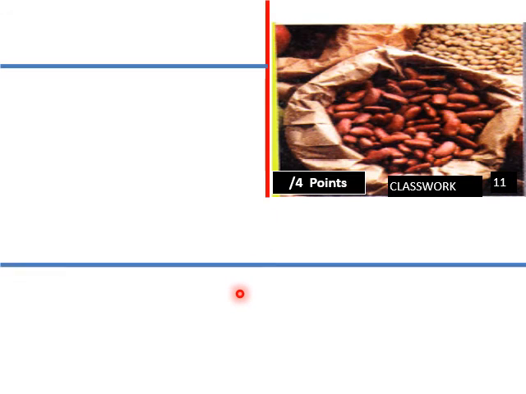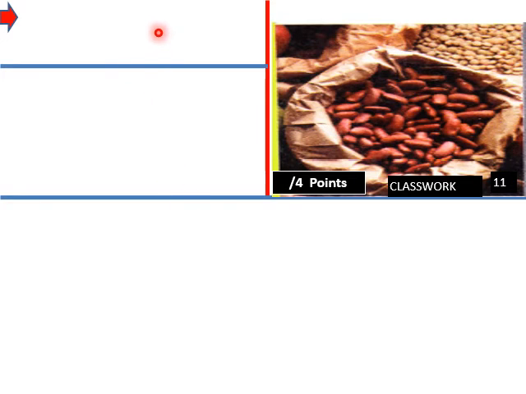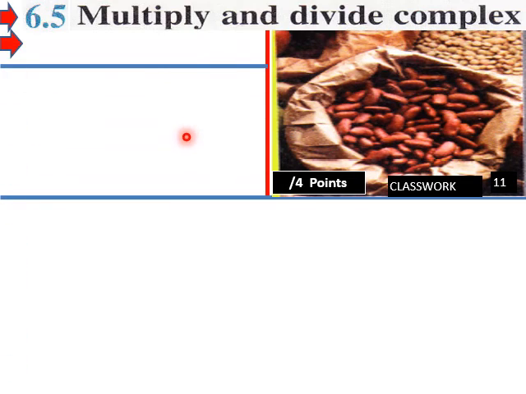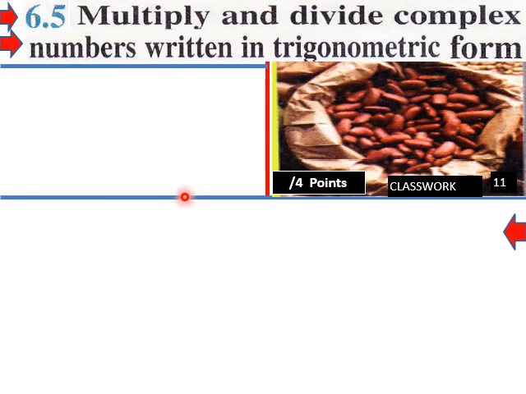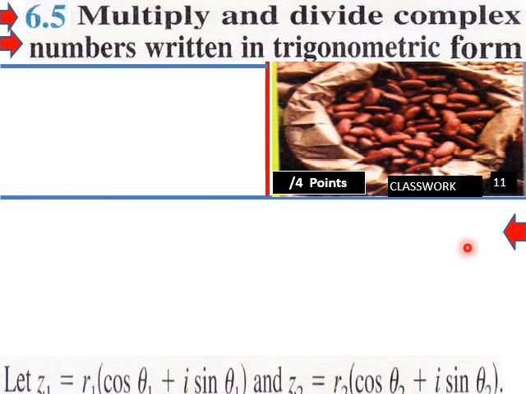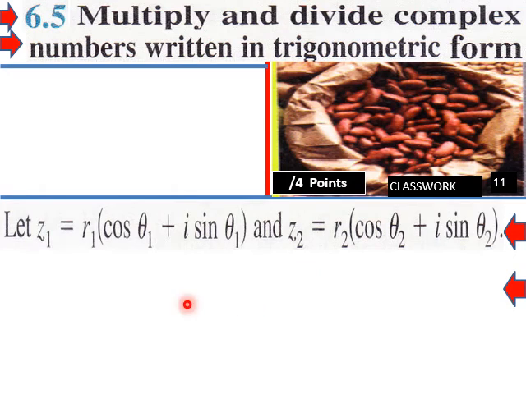Okay, now we go into 6.5, multiply and divide complex numbers written in trigonometric form. So we're going to let z1 equal r1 cosine theta 1 plus i sine theta 1, and z2 equal r2 cosine theta 2 plus i sine theta 2.